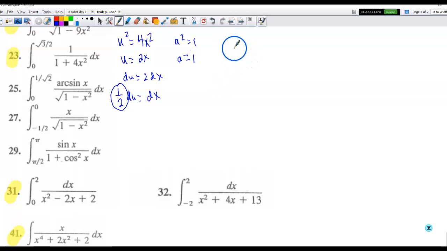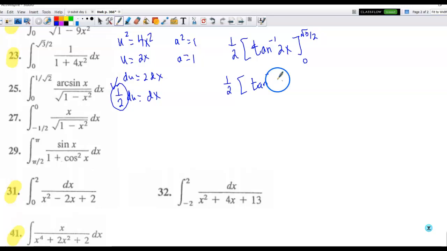So for inverse tangent, remember we have 1 over a. So in this case, that would be 1/1. We're going to need our coefficient of 1/2. So I have 1/2 inverse tangent of u over a. So u over a is 1, evaluated from 0 to square root 3 over 2. No plus c because we're evaluating a definite integral. So I have 1/2 inverse tangent of 2 times root 3 over 2 is simply going to be root 3. Upper bound minus lower bound, inverse tangent of 0.